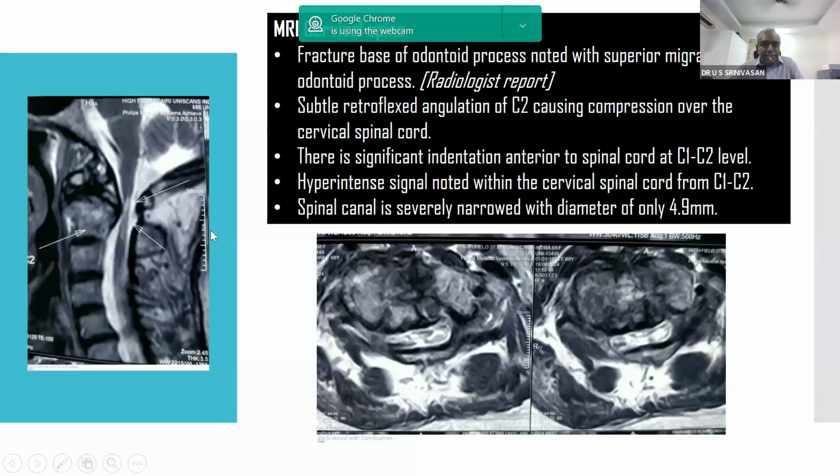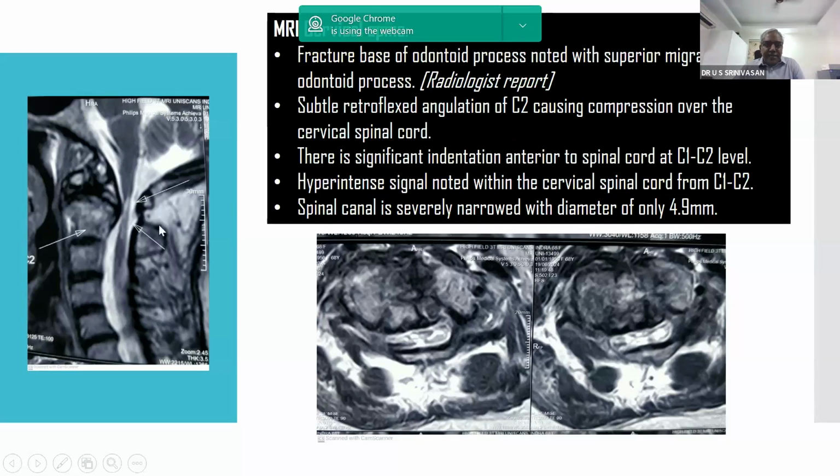This is the MRI scan picture, which showed severe compression at the C1, C2 level anteriorly with hyperintense signal within the spinal cord. The radiologist report was fracture base of odontoid process with superior migration of odontoid process. I asked the patient whether she had sustained any injury. She said throughout the last 15-20 years she had not even fallen down. So fracture of the base of odontoid process, I thought, was not likely, but there is a retroflexion of C2 causing compression of the cervical spinal cord.